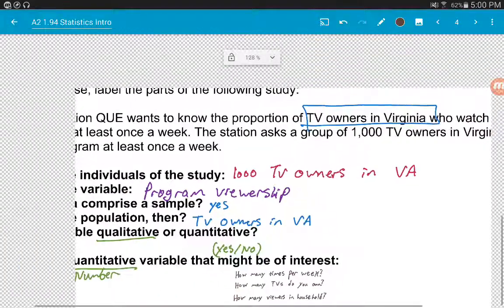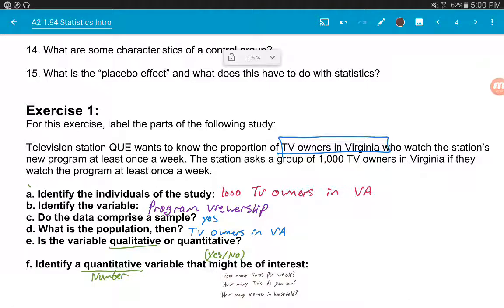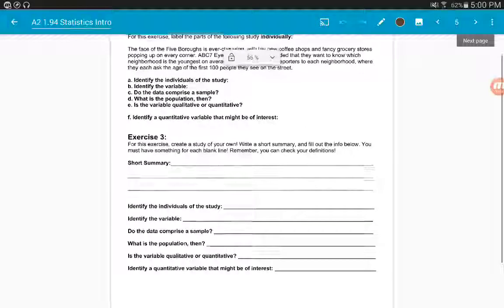Okay, so take that example and go on to the back of the sheet. Your homework was 2 and 3, these exercises right here.